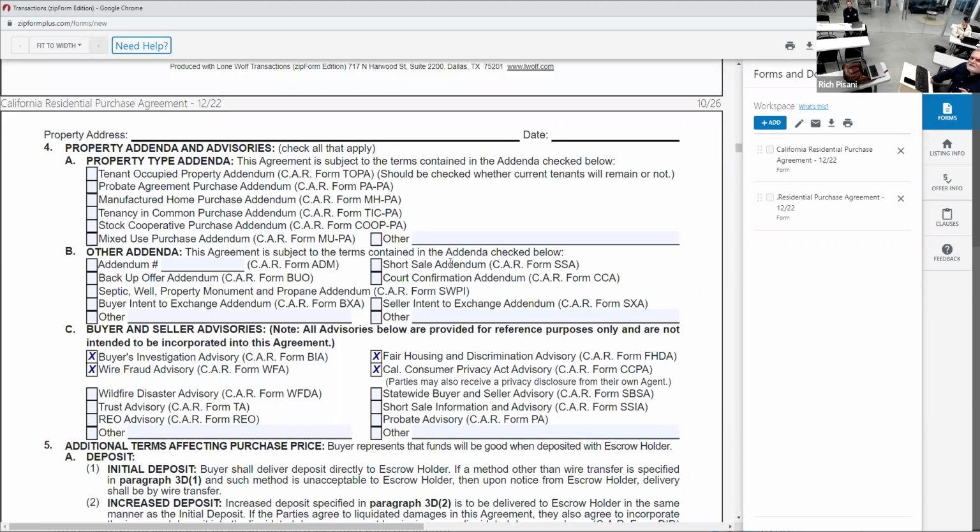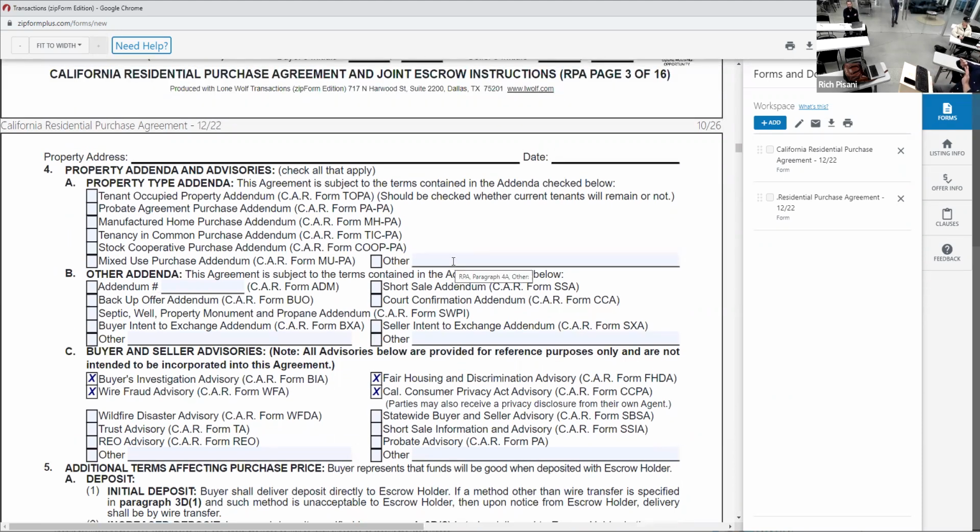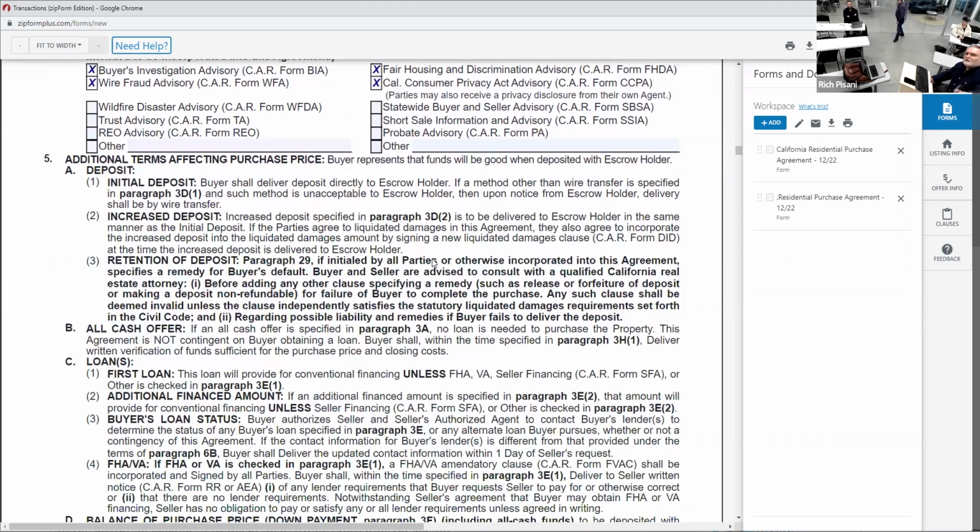Okay, so now we've done everything that needs to be filled out. Now we get into the explanations. What's the explanation for the initial deposit? The explanation for the increased deposit, and retention of deposit.